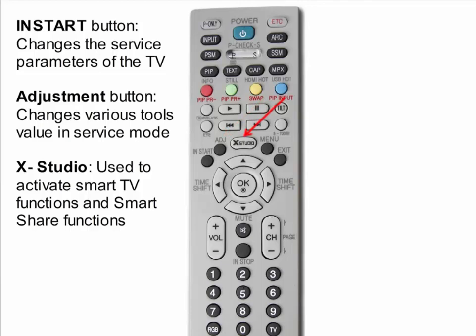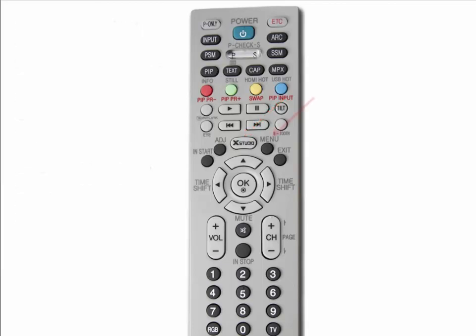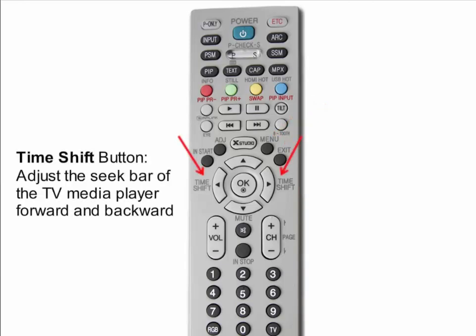The Xstudio button is used to activate smart TV functions and smart share functions such as HDD drive and flash drive connected to the USB port of the TV. The menu button will activate the user mode menu, and the exit button is used to return back to the higher menu. The time shift button is used to adjust the seek bar of the TV media player forward or backward.